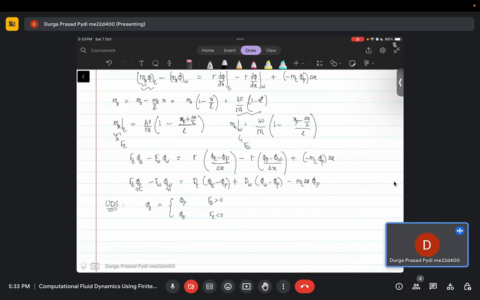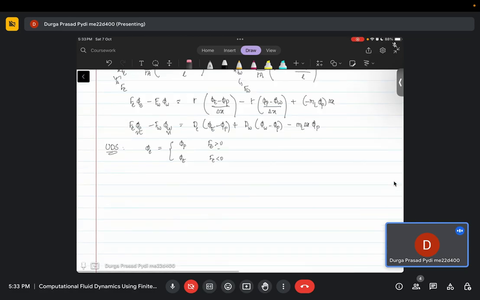So your x star will be between 0 and 1. So x star is 0 to 1. So mx will always be positive. So your Fe will always be positive. So I can take phi east literally to be phi p. So similarly phi west will be phi p or phi west. So is this positive or negative?